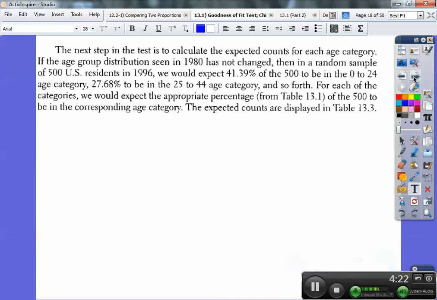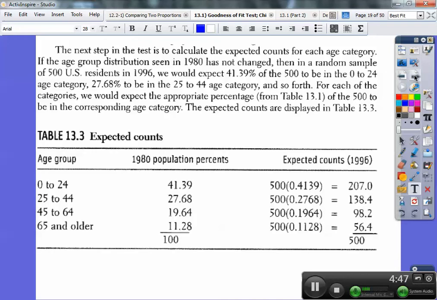The next step in the test is to calculate the expected counts for each age category. In the age groups of the 1980s, it has not changed, and we're going to use those same percentages, the 41.39%. So we're going to multiply 0.4139 times 500, and that'll give us the expected counts. Then 0.2768 times 500, and so forth. That'll give us the expected count. So that's where I get these ones right here.